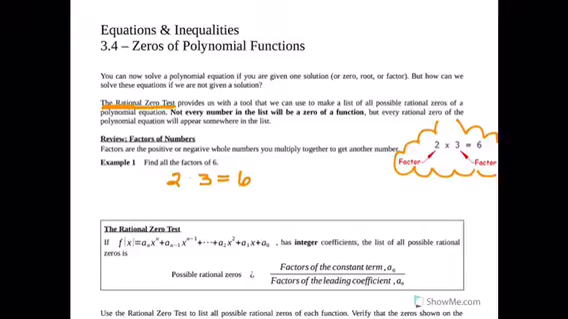So here's how we're going to do it. To find the possible rational zeros, we're going to look at the constant term, that's this guy right here, and we're going to look at the leading coefficient, that's this guy over here. So then to take a look at what might be possible zeros or possible roots, we're going to put the factors of the constant in the numerator and the factors of the leading coefficient in the denominator.